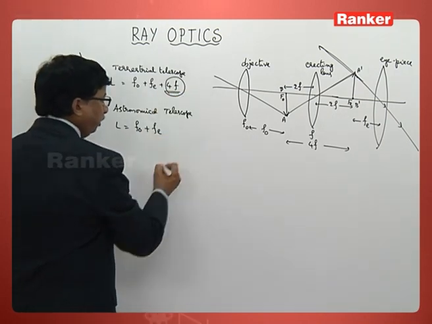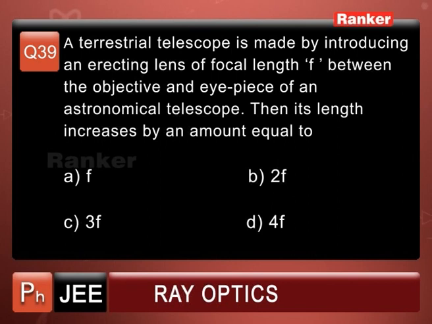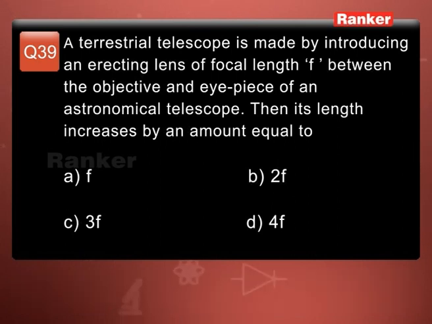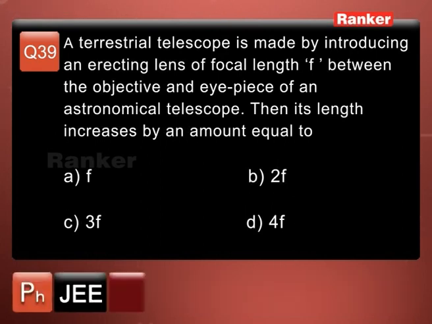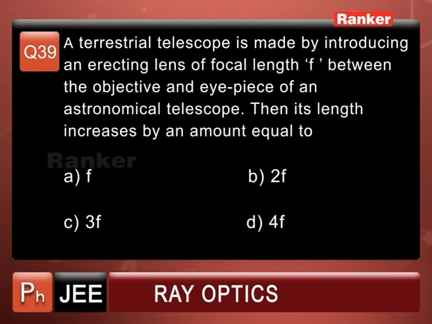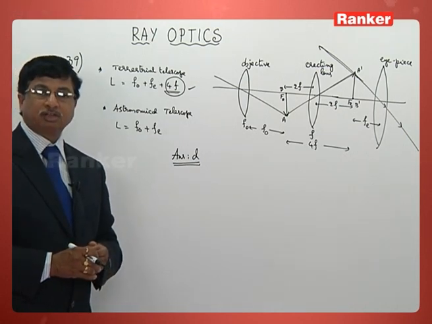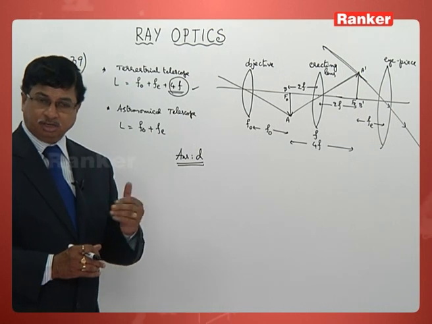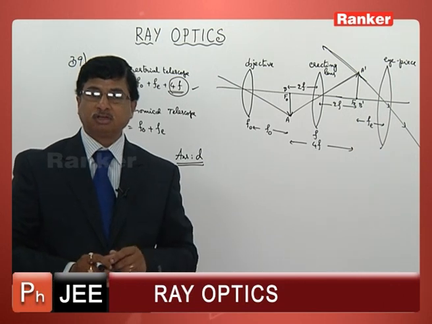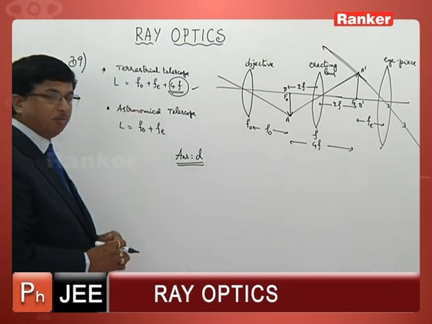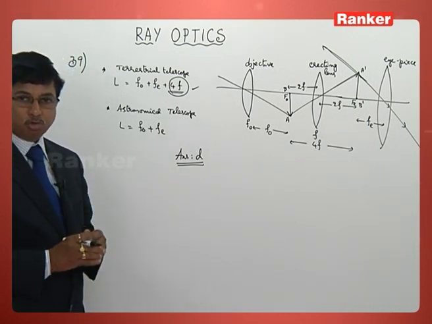4F. Therefore, look at the correct option that has been given. First option is F, second one 2F, third one 3F, and fourth option 4F. So what is the correct option over here? You can write that one directly. The answer is D. That means 4F will be the increase as far as the length is concerned. So its length increases by an amount equal to 4F. That is the concept of problem number 39. A simple comparison between astronomical telescope and terrestrial telescope. That is the concept.